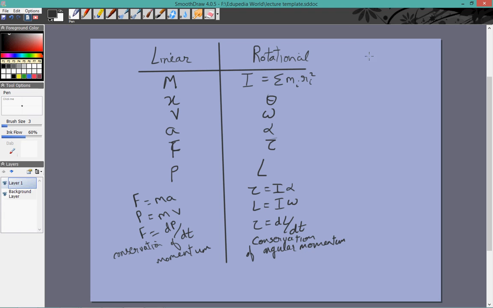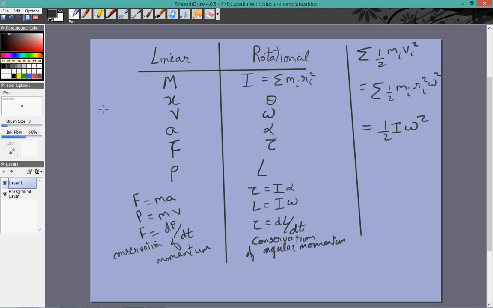And one more thing, we've not talked about energies yet. So let's look at kinetic energy. Right? Kinetic energy for the linear case for a discrete system of particles will be summation half mi vi squared. But for rotational motion, we can write it as summation half mi ri squared omega squared, right? Because vi is ri omega, omega squared will come out as common. Summation mi ri squared will be I, so it will give me half I omega squared. So we see another parallel. Kinetic energy here is half mv squared. In this case, kinetic energy is half I omega squared.